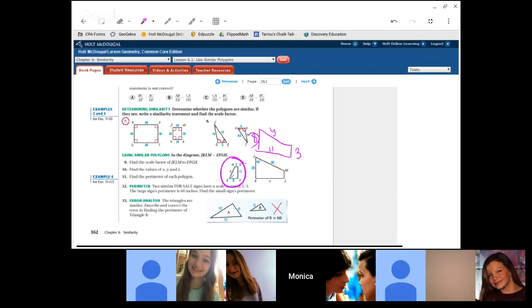We can see that 8 and 20 are two sides that we have measurements for on both. So we could set up that scale factor. It wants JKLM to EFGH, so JKLM is going to be on the top. That's going to be 20 over 8. And then that would reduce, and the reduced form of that is your scale factor. Is that good, Madison? Okay, good. Natalie, 21 through 25.